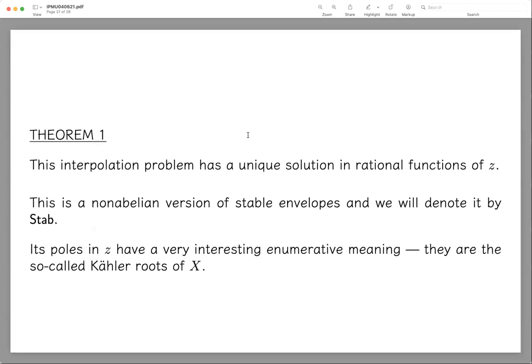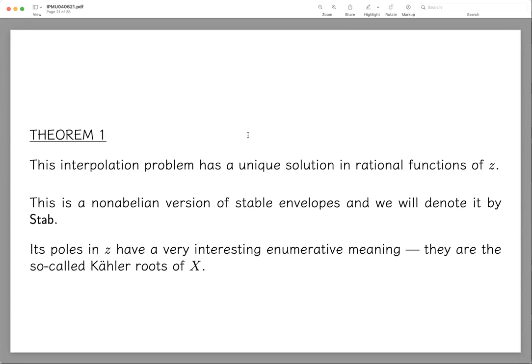The theorem one. You have some interpolation problem, and you know that its solution is going to be a meromorphic function of Z with some poles. And what are those poles? Those poles are the following. Now, without any q-difference and so forth, you can do just like the quantum cohomology effects.